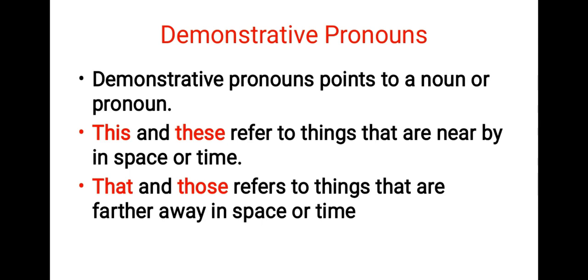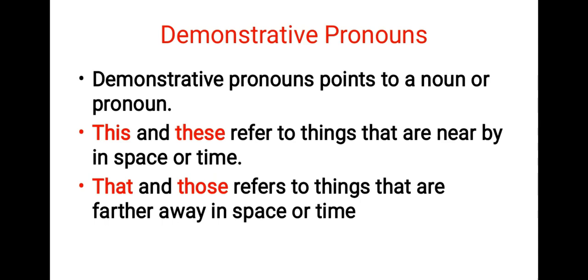हम जब किसी नाउन या प्रोनाउन को पॉइंट करते हैं तो उसके लिए हम डेमोन्स्ट्रेटिव प्रोनाउंस यूज़ करते हैं. This, these, that and those are demonstrative pronouns. This and these refer to the things that are nearby in space or time. For example, this is a mango tree. This event is going to be on Sunday. Or these are your books.